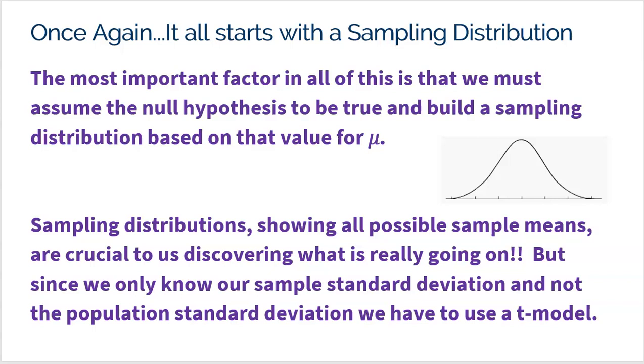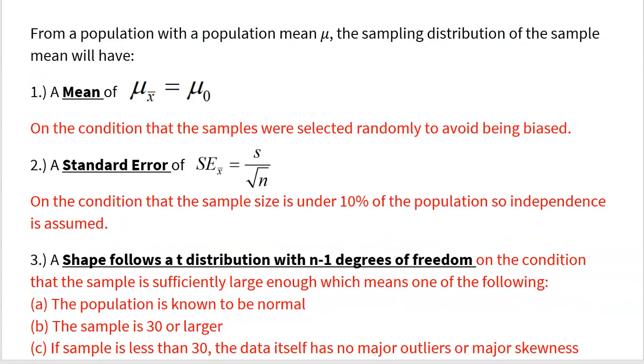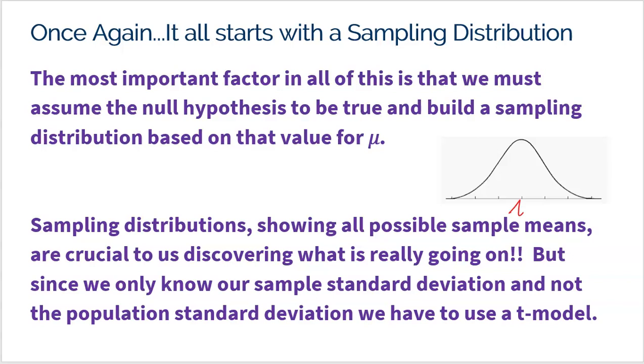All right, so once again, why does it all start with sampling distributions? This really is the most important factor in all of this. We must assume that the null hypothesis to be true and build a sampling distribution based on that value of mu. So yeah, we might think that the true mean is less. But we have to assume that the mean that we heard was true is smack dab in the middle, okay? Remember, sampling distributions show all possible sample means. And this is the most crucial part to us understanding what's really going on. Because once we can make a picture of all possible sample means, then we can see where our sample fits in. And that's going to tell us if we have a significant sample or a not significant sample.